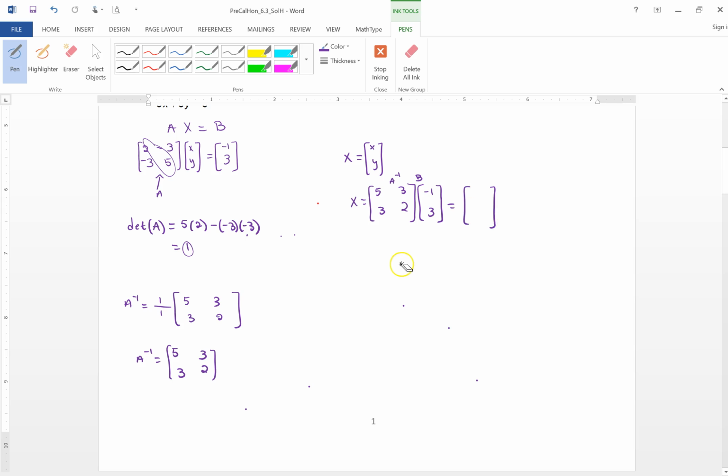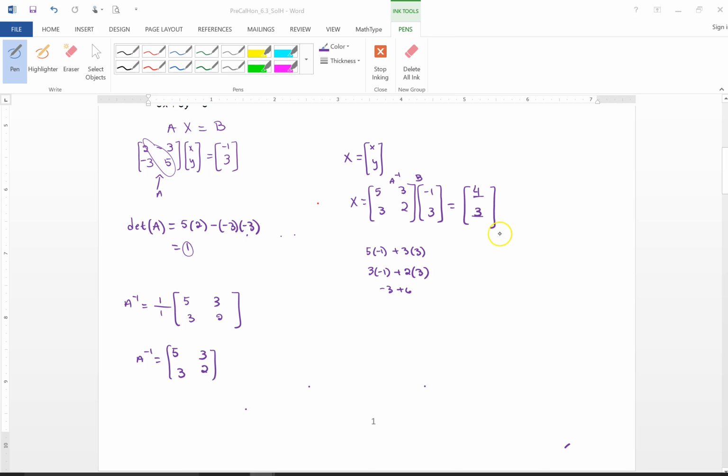All right. In the first spot here, I have first row, first column. So 5 times -1 plus 3 times 3. How much is that? 4. Here I have second row, first column. So 3 times -1 plus 2 times 3. That's -3 plus 6. That's a 3. So that's it. I've solved it.